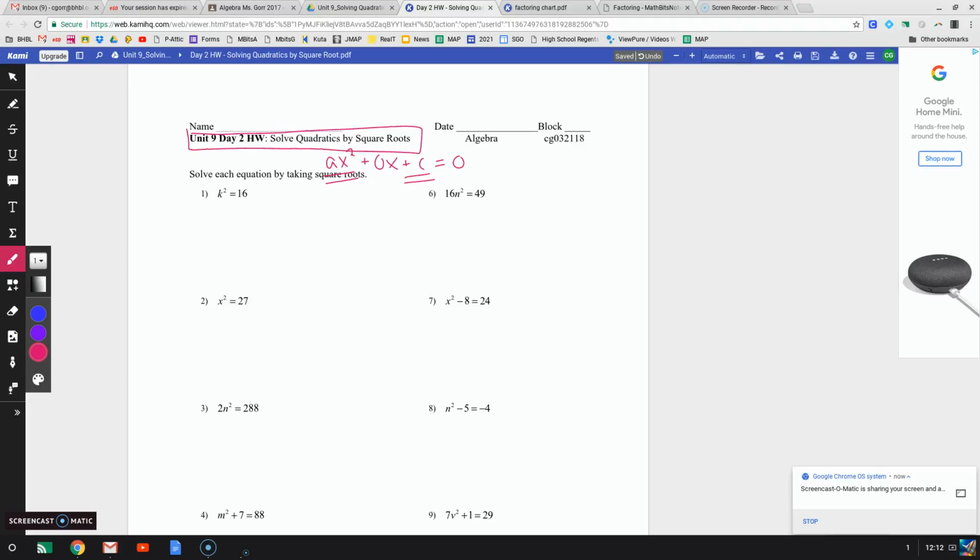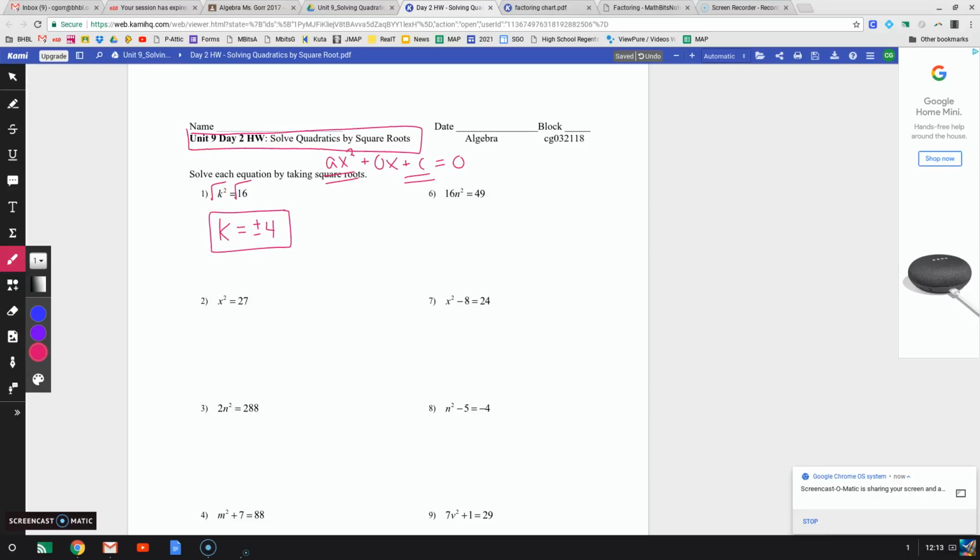So in number 1, I have a k squared, which is a perfect square. I have a 16, which is a perfect square. I can then take the square root of both sides. And I do have to remember that I don't want to just include the principal, but both square roots, and that my k value is plus or minus 4. So 2 possible roots to that equation.